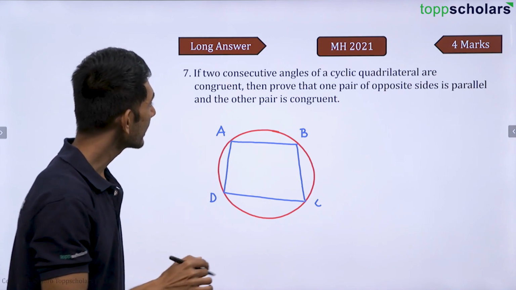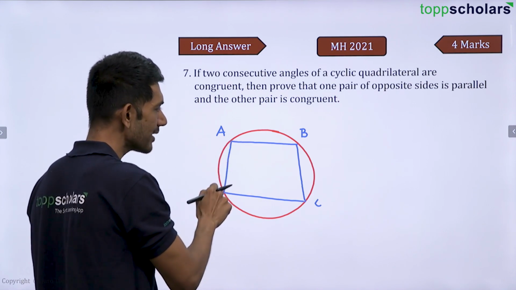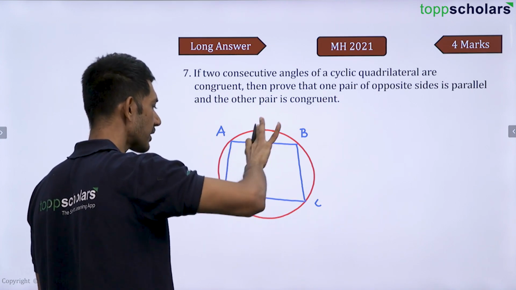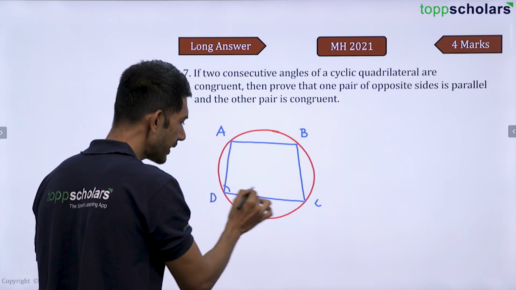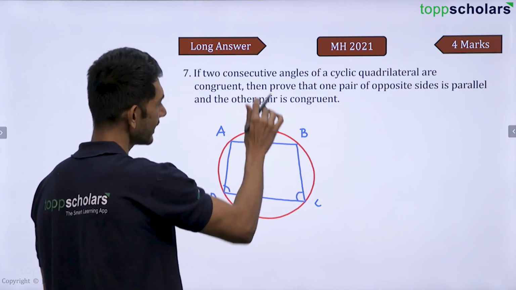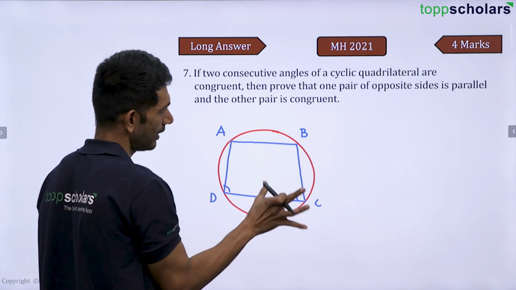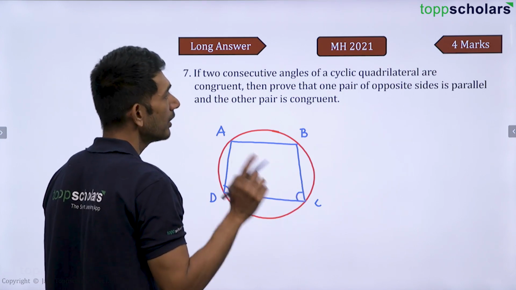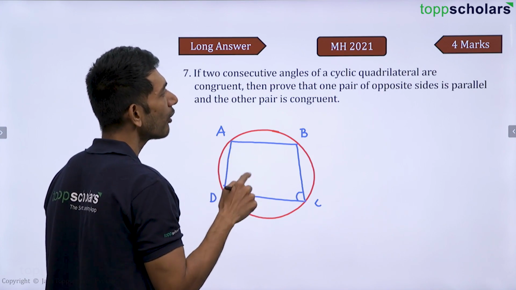What is given? Consecutive. So you can take A and D, you can take D and C, you can take B and C, you can take A and B. But because we have structured like this, let us take D and C equal. So what they are saying, if these two angles are equal of a cyclic quadrilateral, we are supposed to prove that one of the pair of opposite sides is parallel.